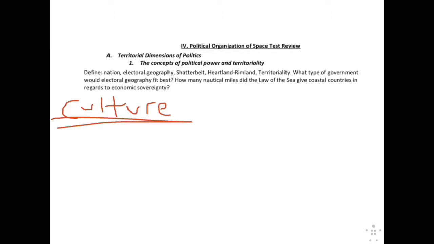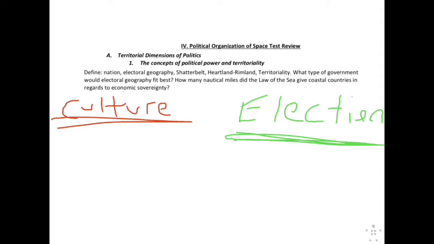Second definition, electoral geography. Electoral geography is the study of the interactions among space, place, and region in the conduct and results of elections. You're looking at the electoral process, you're looking at why people are being elected, where they are geographically, and that's what you're studying. Electoral geography fits best with a democratic nation.